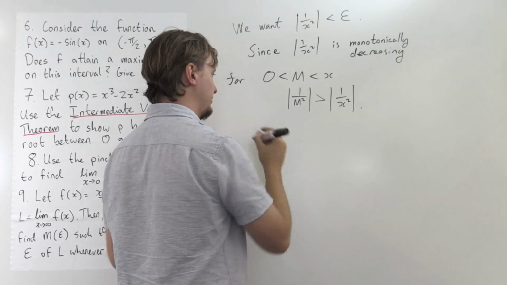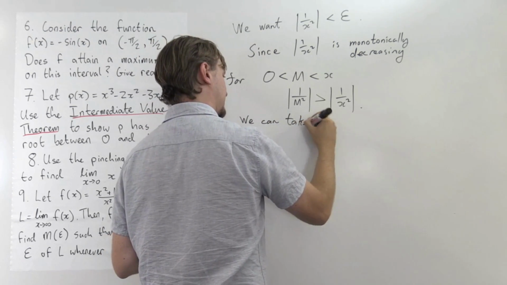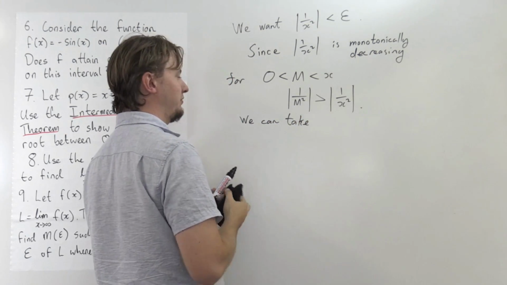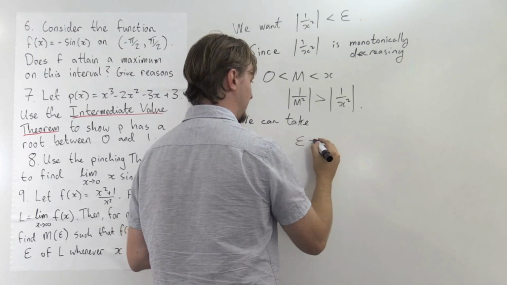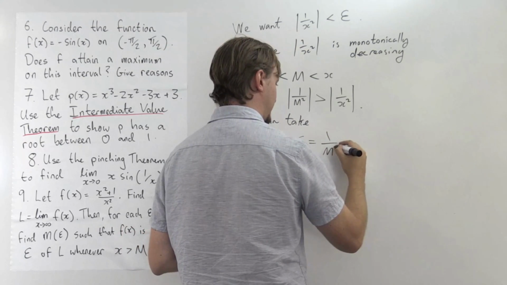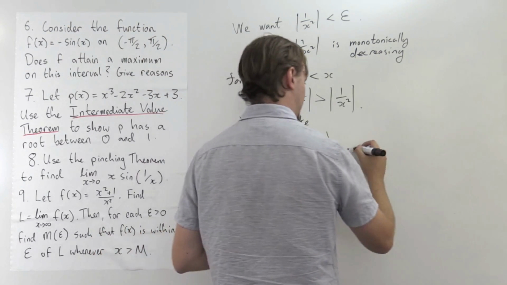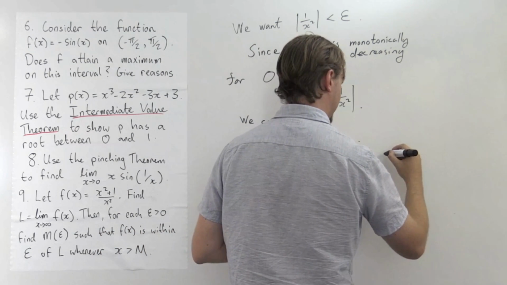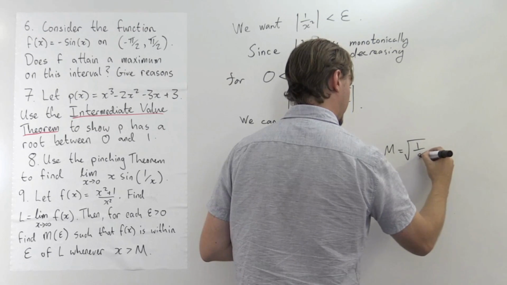So this is our choice. We can take, well, I guess since I have chosen everything to be positive, I don't need these anymore. We can take epsilon equal to 1 over m squared. If we take that, then I have satisfied my condition. And that means I need to take m equal to the square root of 1 over epsilon.